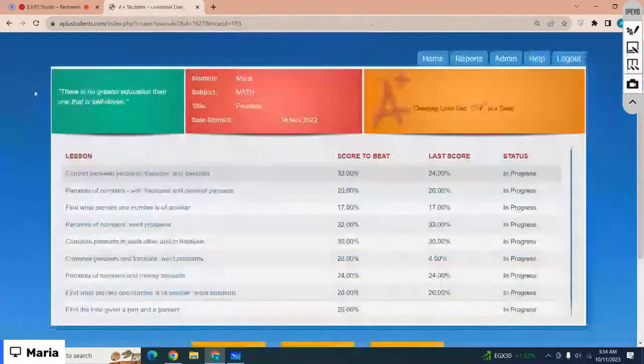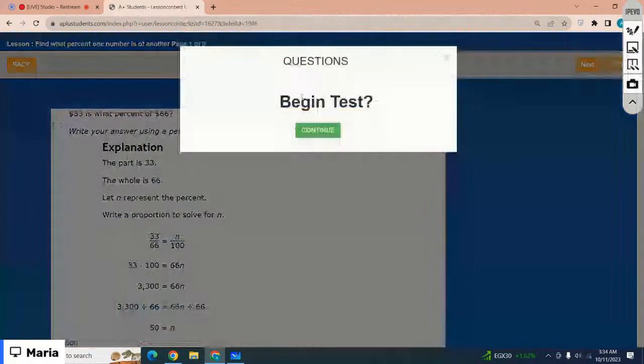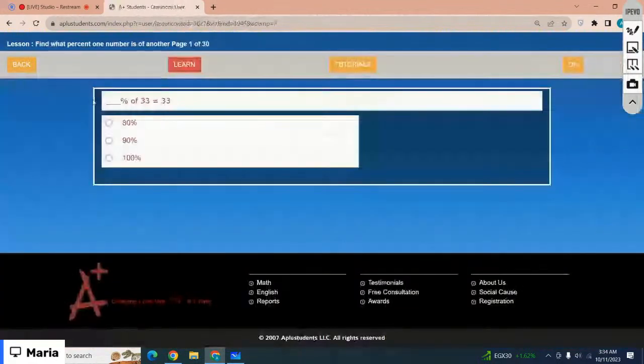The next lesson is find what percent one number is of another. What percent of 33 equals 33, which is the correct option? 100% of 33 is 33, right? The correct option is 100%.